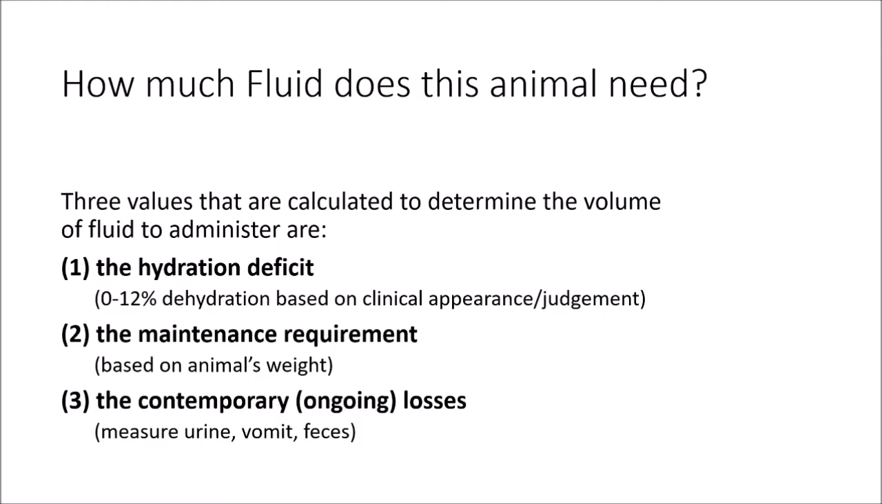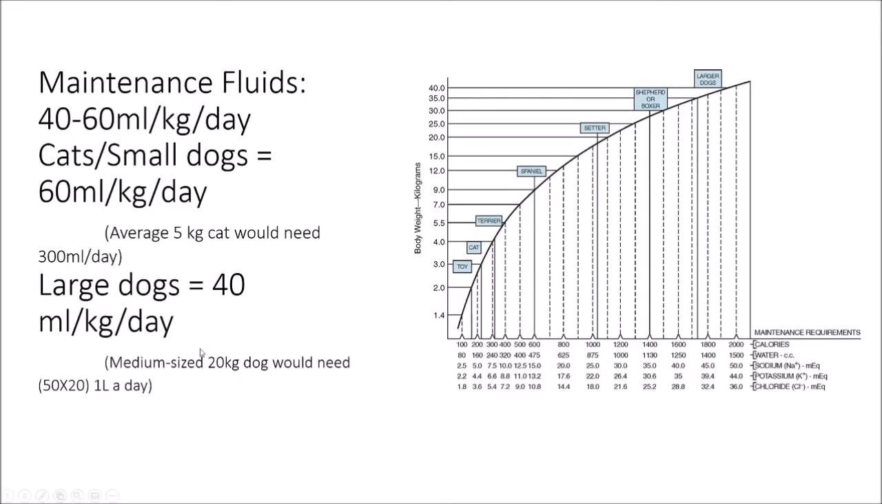We also need to take into account their contemporary or ongoing losses. This means that we need to measure how much urine they are putting out, about how much they are vomiting, and how much is coming out through the feces or the diarrhea. With maintenance fluids, it's about 40 to 60 mils per kg per day.